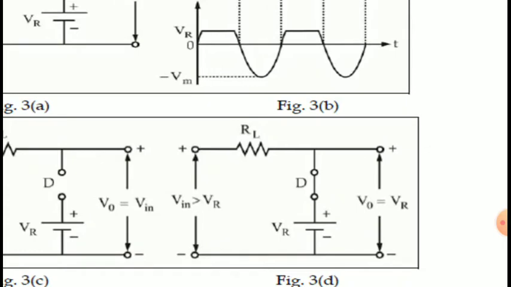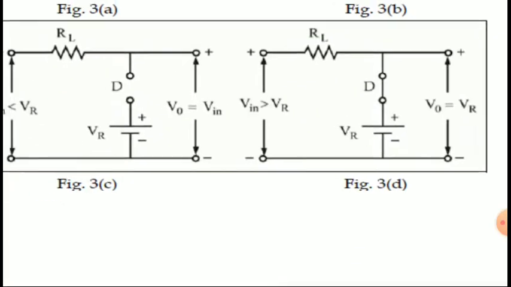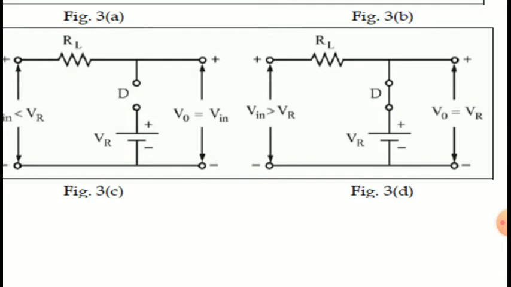This is figure 3D, the circuit of the above entire circuit with the V input greater than VR condition. Redraw the circuit, V input greater than VR, RL will be there and the diode is a short circuit, and the V reference will be as usual, and we are taking output across this entire section. So what will we have in the output? We are taking output across this diode and VR.